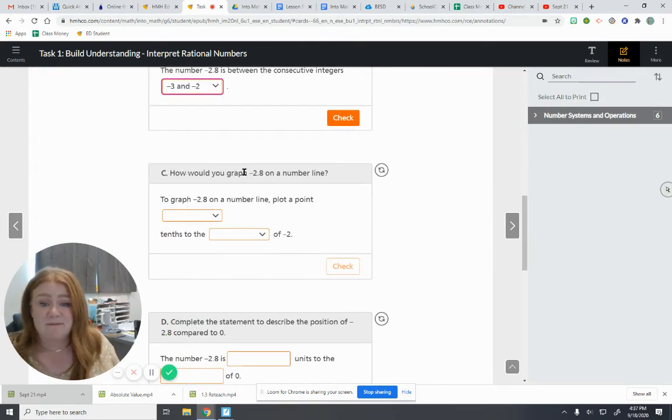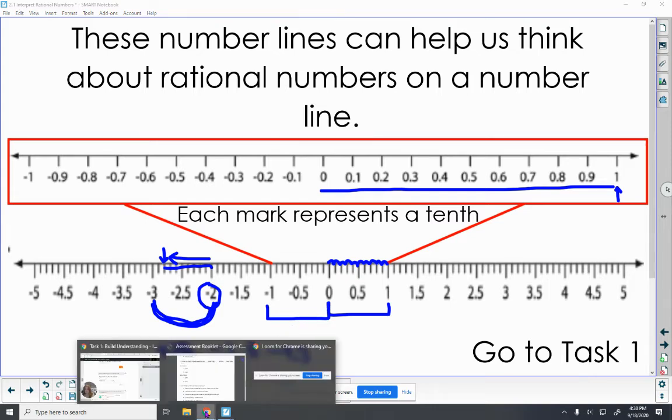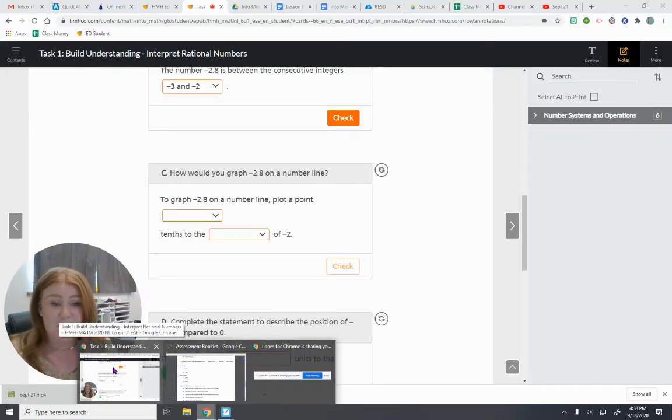So if I was wanting to graph negative 2.8 on a number line, I would plot a point blank tenths to the blank of 2. So let's come back to our number line again. So blank tenths to the blank of 2. Well, I know I need to go to the left, starting at 2, 1, 2, 3, 4, 5, 6, 7, 8 tenths to the left of 2. So if you need to draw yourself a number line, please do that, okay? Or you can even search for number lines with tenths on them and print them out if you need to.